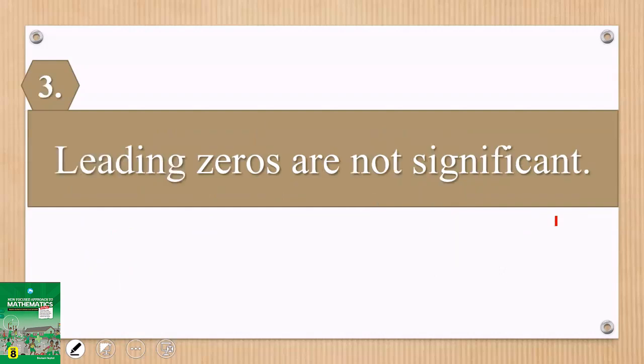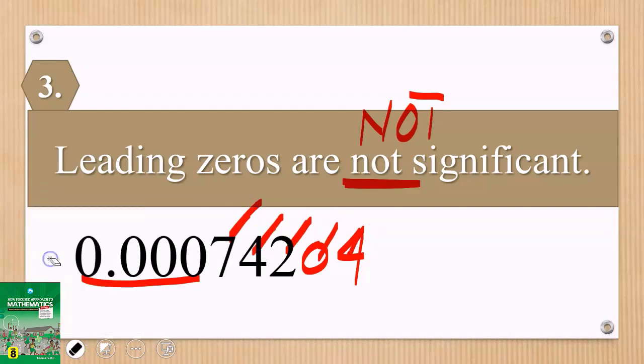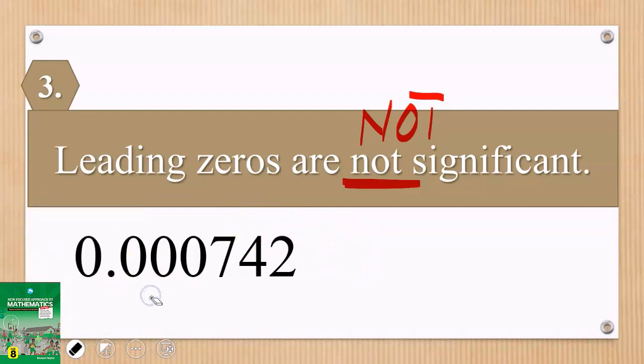Then rule number 3: all leading zeros are not, let me make it capital NOT, take note of that, significant. For example, 0.000742. Because these zeros are leading zeros, they are not significant. So we have only 3 significant figures here. If I bring 0.4, then we have only 1 significant figure. Understand that all leading zeros are non-significant.